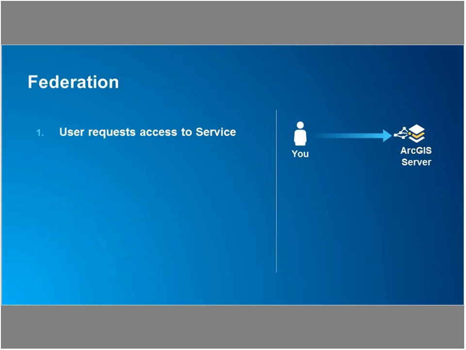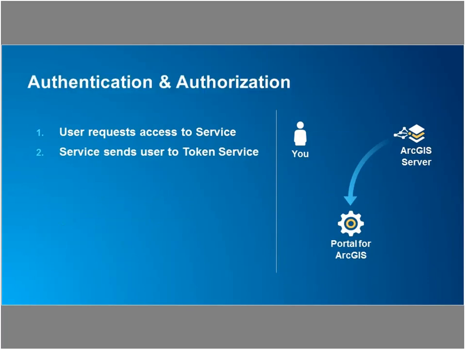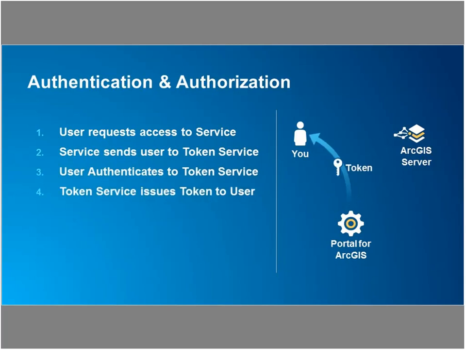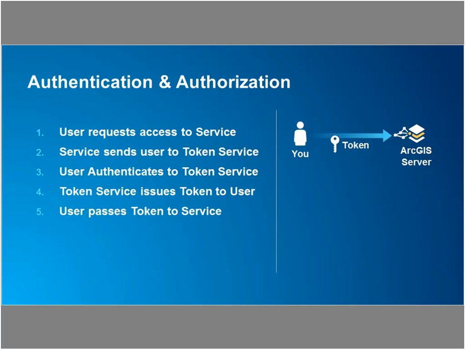First, the user, you, requests access to a secure ArcGIS Server service. Next, the service sends the user over to Portal to acquire a token. The user authenticates with Portal. Portal returns a token to the user, and the user passes that token over to the ArcGIS Server service. And if authorized, the service grants the user access and delivers the content to the user.